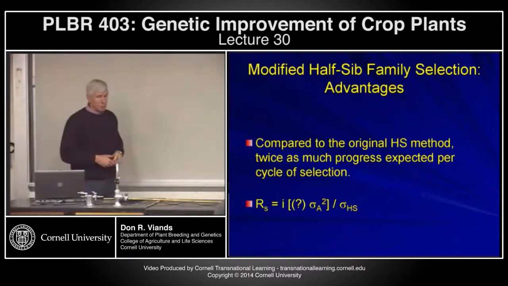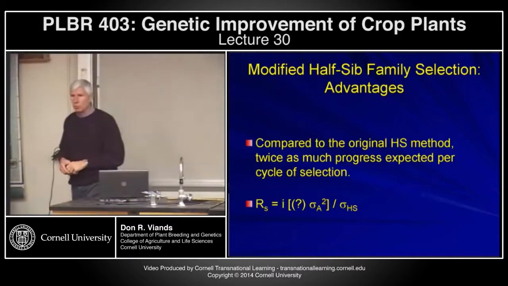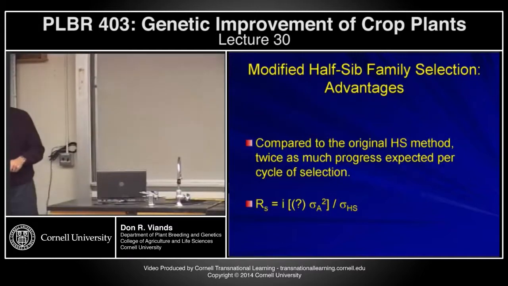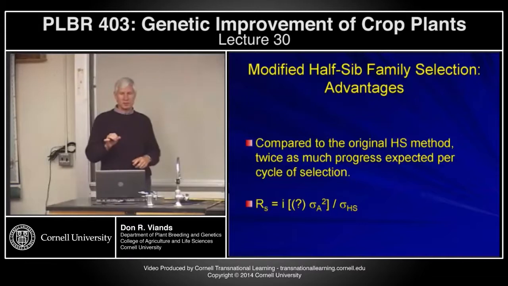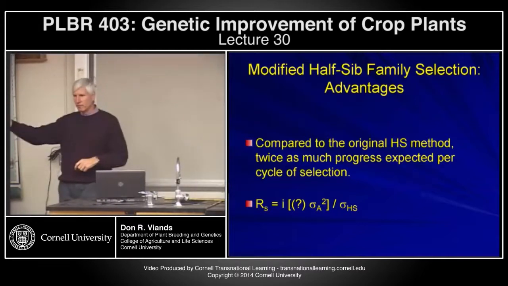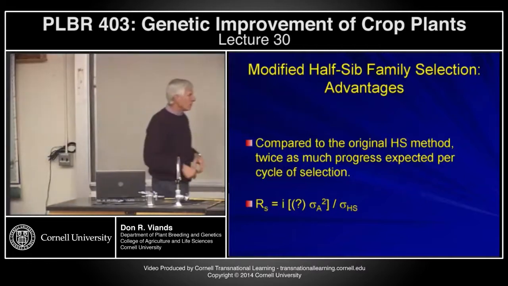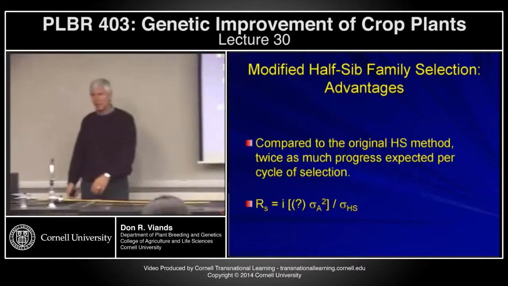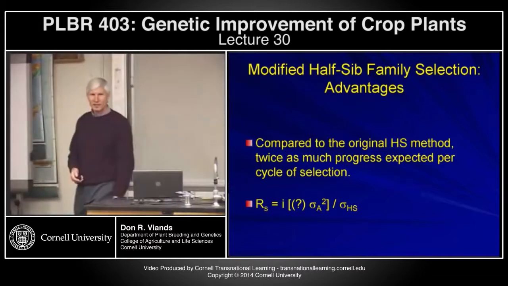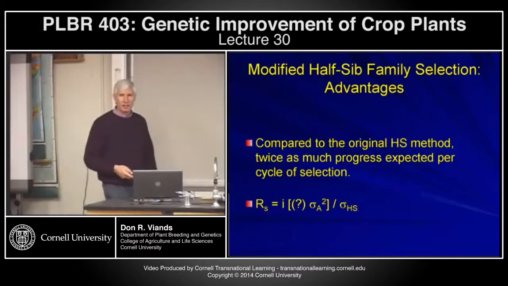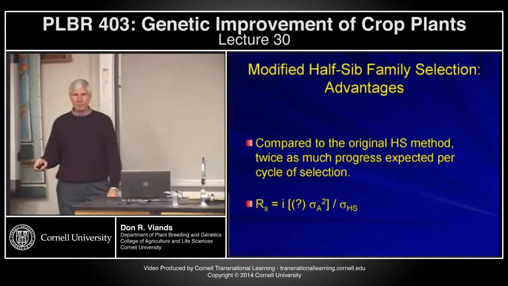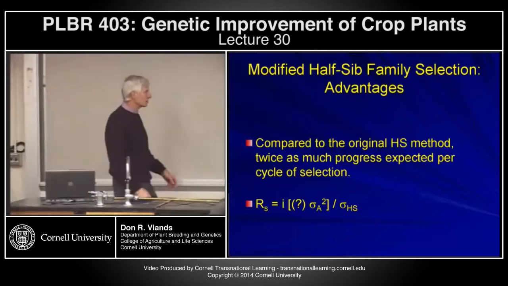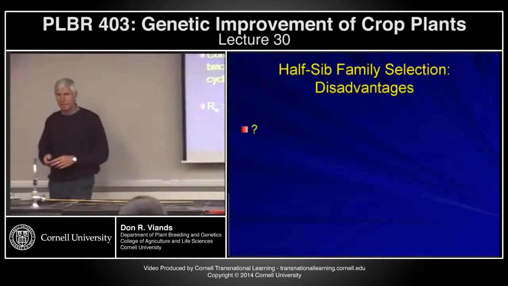Okay, so for advantages, compared to the original half-sib method that I covered first just a few minutes ago, you theoretically make twice as much progress on selection because you now have pollination control. You're selecting the female and the male gamete. Therefore, this A value is going to be what? Anybody remember what it was before? Yes? Exactly, 1/2. Before it was 1/4, if you happen to remember that. Because of pollination control, we're doubling it, so it's now 1/2. Okay?